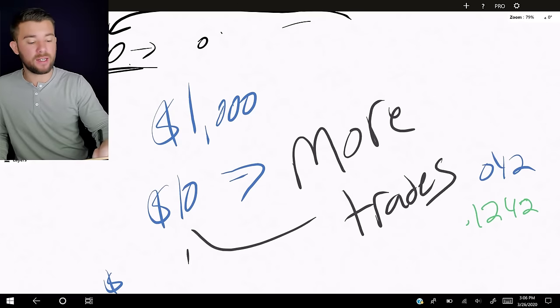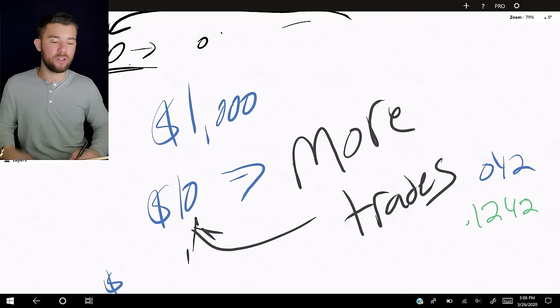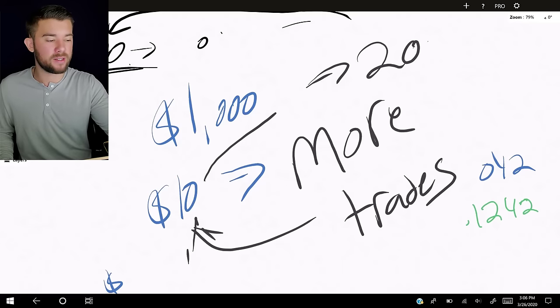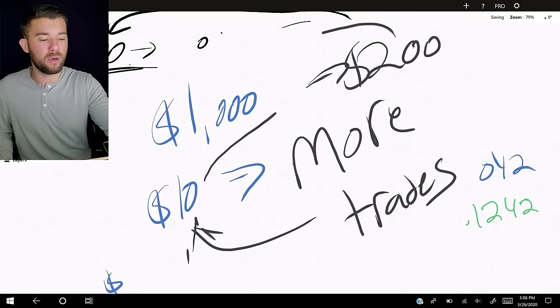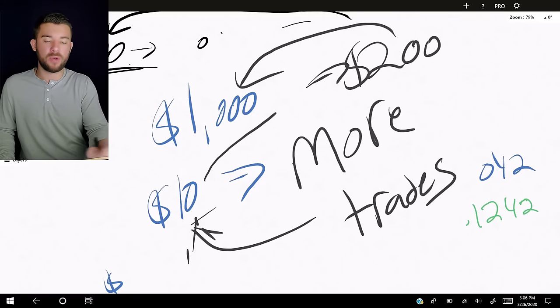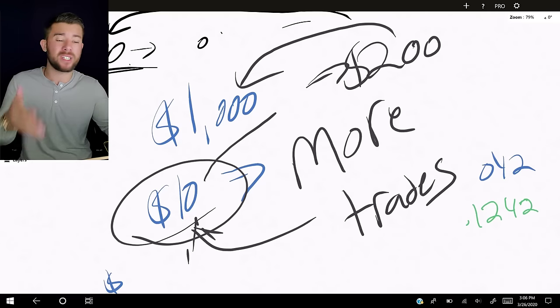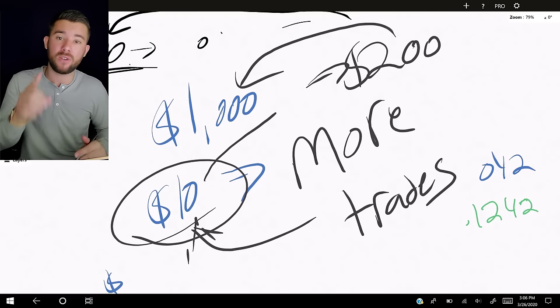As long as you have this $10 risk, it's okay to be in a bunch of trades. You can be in 20 trades and you're still only risking 200 bucks. So you're not at all putting your account in jeopardy as long as you have this risk management in place. So that's how you combine risk management with leverage. And that's the only way you should be using leverage.